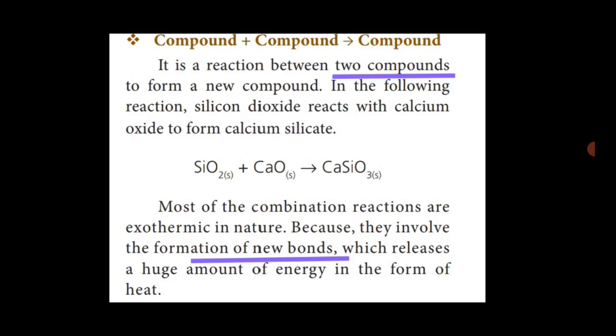These are the types of combination reaction. What are the combination reactions? They depend on the nature of the reacting molecules. There are three types of combination reaction. One is element plus element gives compound. Second, compound plus element gives compound. Third, compound plus compound gives compound.